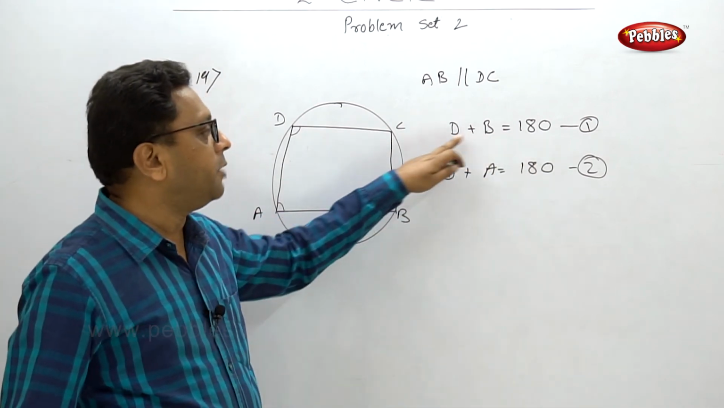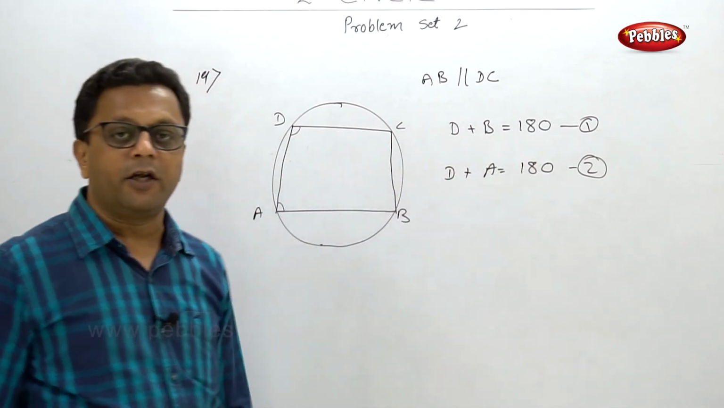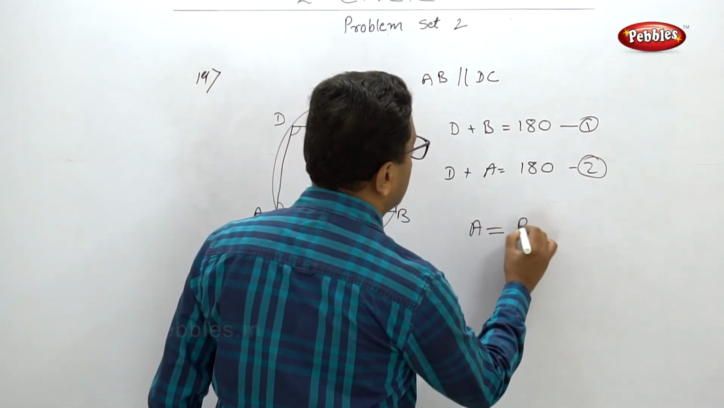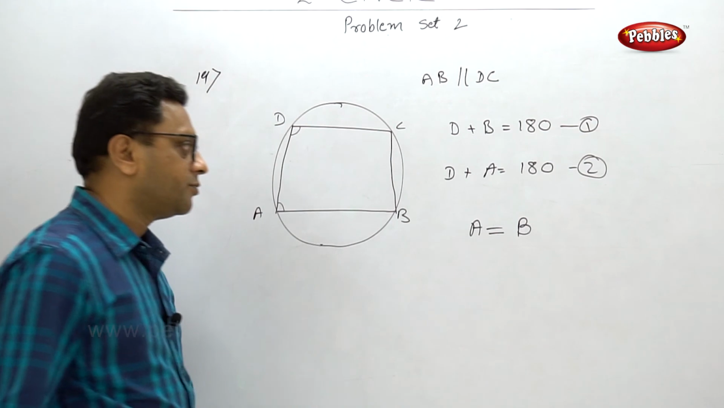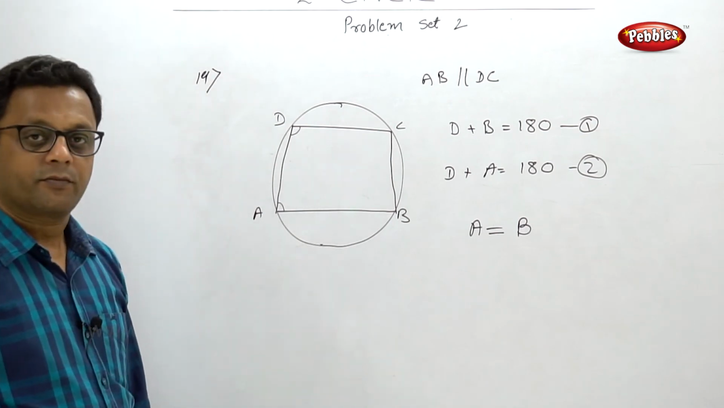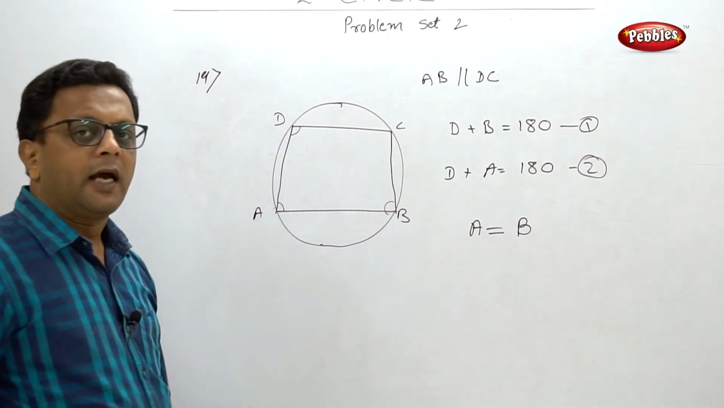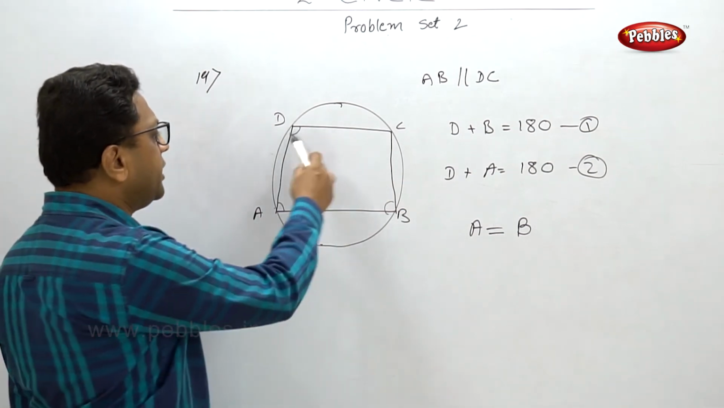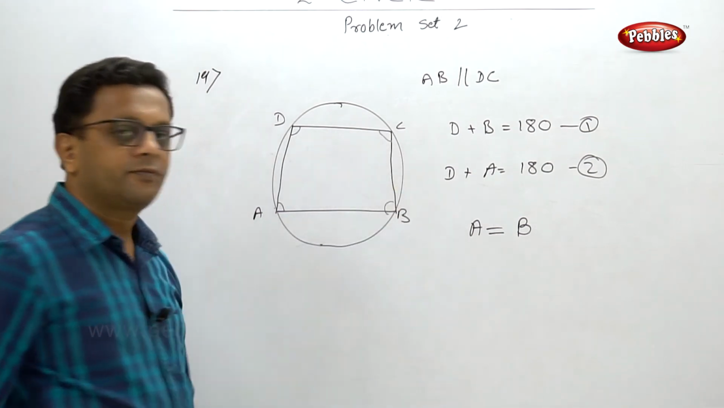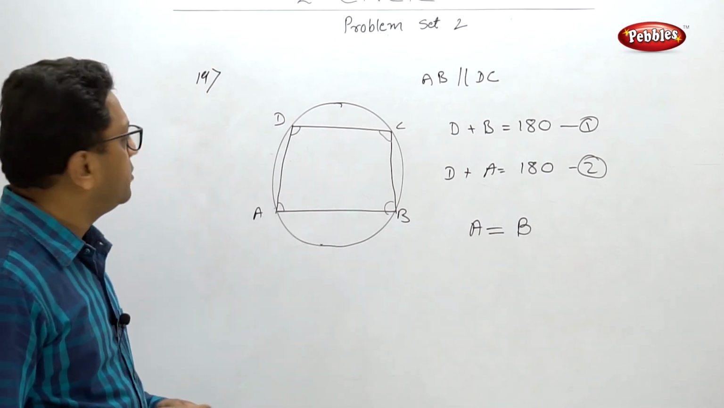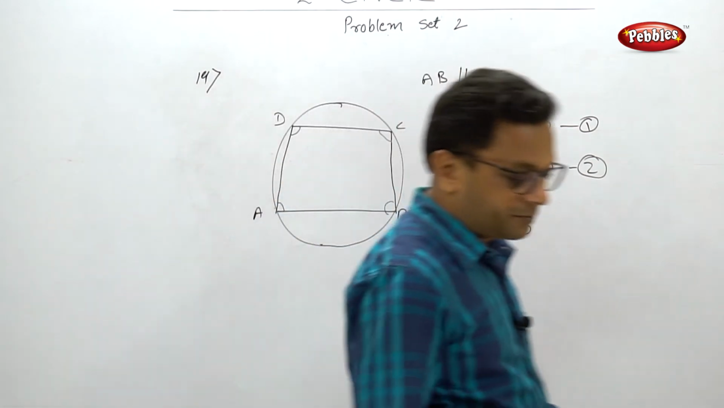And hence from 1 and 2, A is equal to B. 180, 180, so D plus B is equal to D plus A. D will get cancelled and we will get angle A is equal to angle B. And hence the base angles are congruent. And in a similar way you can prove that D and C are congruent. So this is a very easy example. Let us go to the next example.